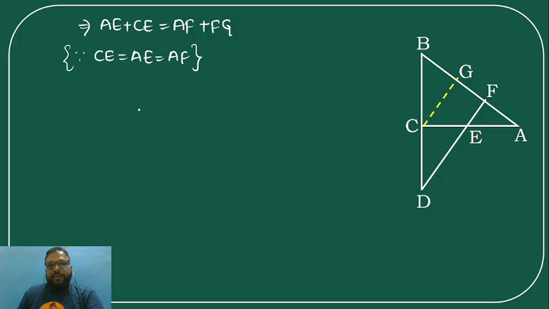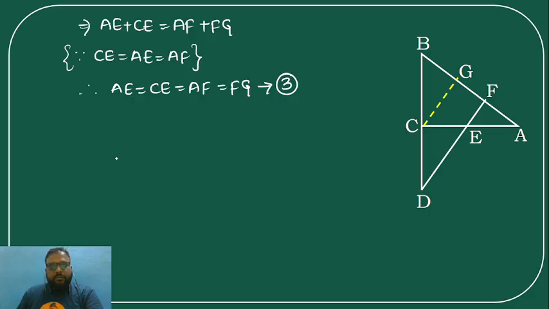what does that mean? Finally, FG also will be equal. So here I can write that AE equal to CE is equal to AF is equal to FG. Okay, so finally we got this condition here. Let us name this as equation 3.